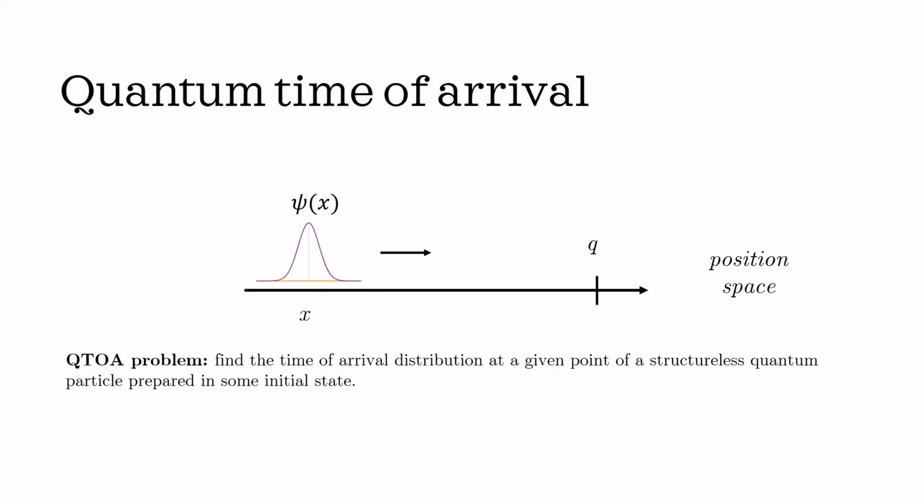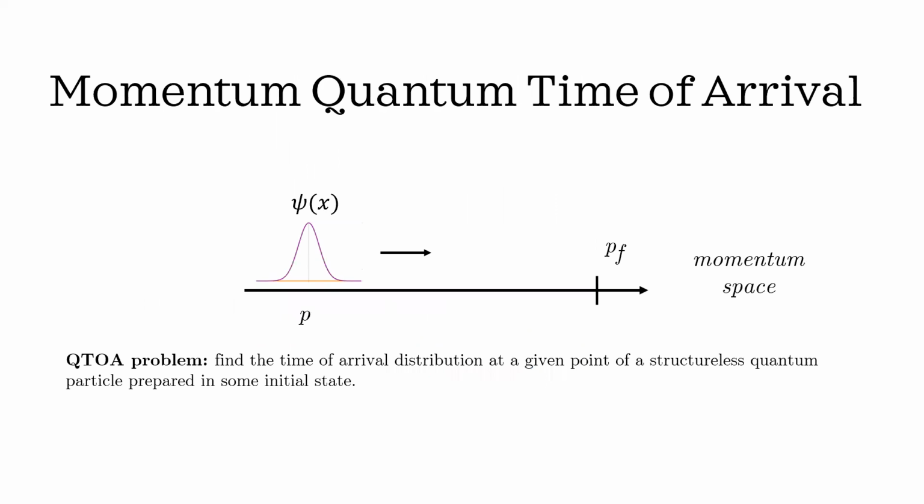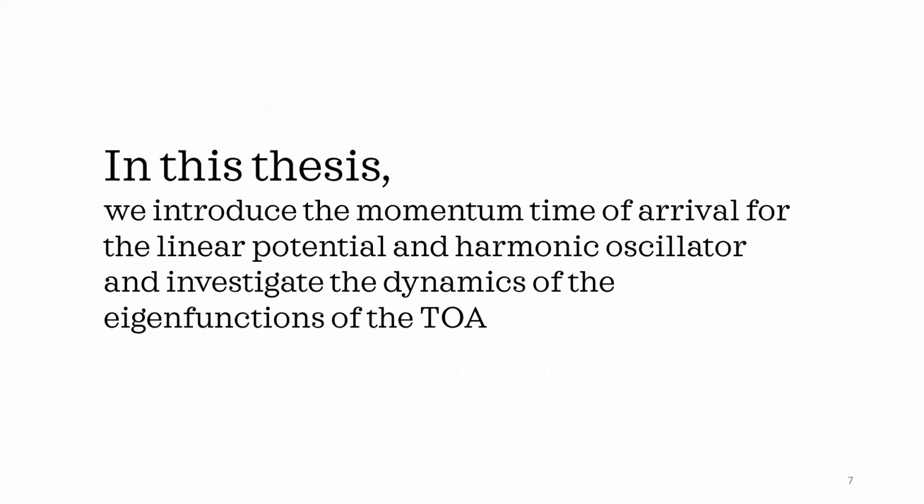The quantum time of arrival problem answers the same question, yet instead of a single value of time, it gives us a distribution. In momentum space, it answers the question: given a particle with an initial momentum p, what would be the time it takes for the particle to have a final momentum pf, in this case we set to 0. In this thesis, we introduce the momentum time of arrival for the linear potential and harmonic oscillator and investigate the dynamics of the eigenfunctions of the time of arrival operators.